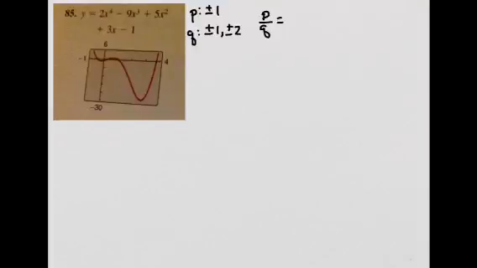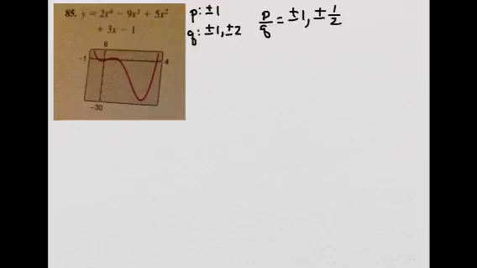The equation is y equals, it's a fourth degree polynomial. So I already put down the p and the q values. Remember, the p comes from the constant, the q comes from the leading coefficient. So once you do p over q, you get plus or minus 1, and then plus or minus 1/2. Okay, so these are the 4 possible rational zeros.